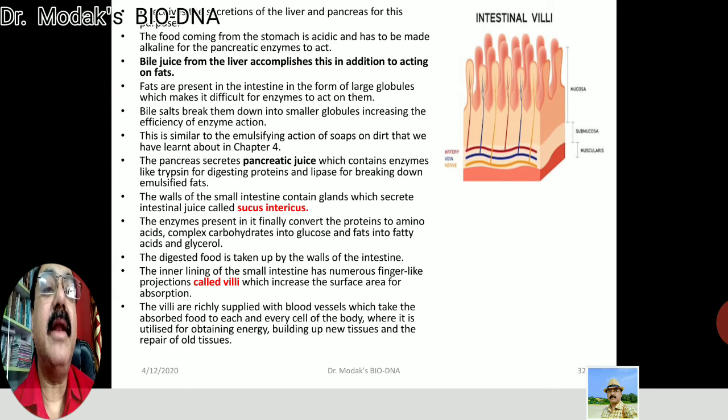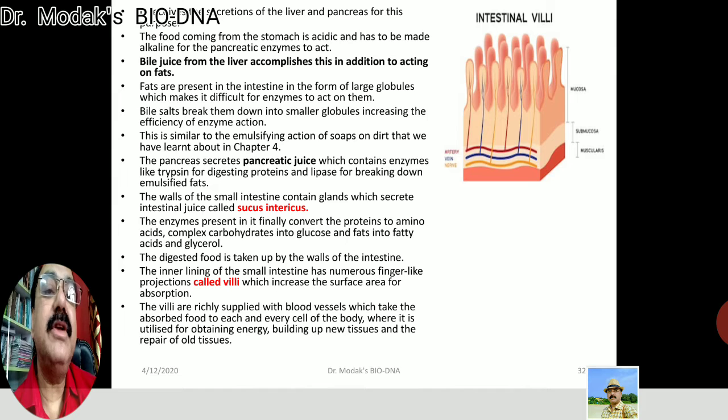The pancreas secretes pancreatic juice, which contains enzymes like trypsin for digesting proteins and lipase for breaking down the emulsified fats. The walls of the small intestine contain glands which secrete intestinal juices that are together called succus entericus. There are certain glands present all along the inner lining of the small intestine. They are also secreting various types of hormones and juices. They are digesting the food material. The enzymes present in it finally convert the proteins to amino acids, complex carbohydrates like starch into glucose, and fats into fatty acids and glycerol.